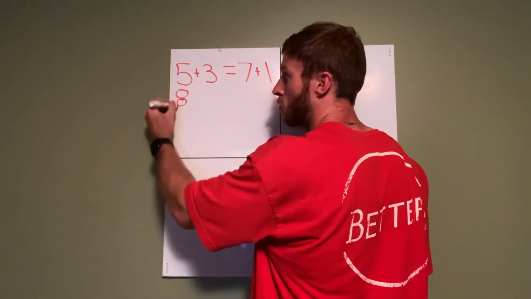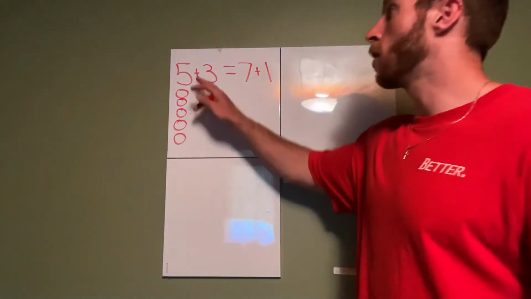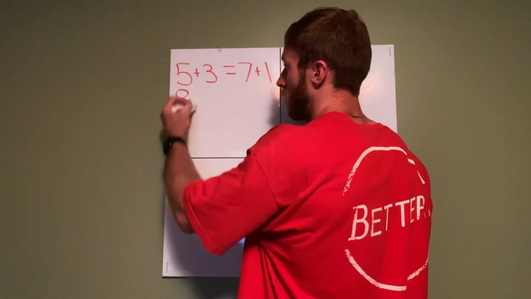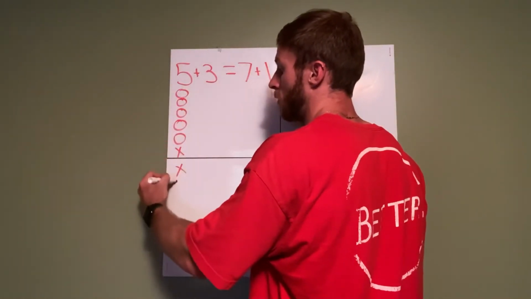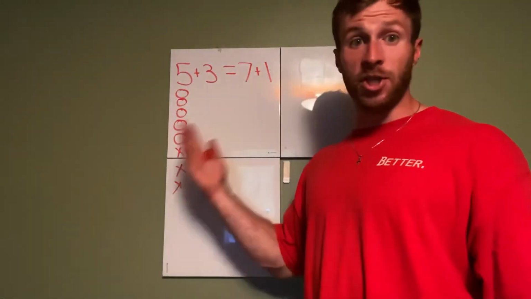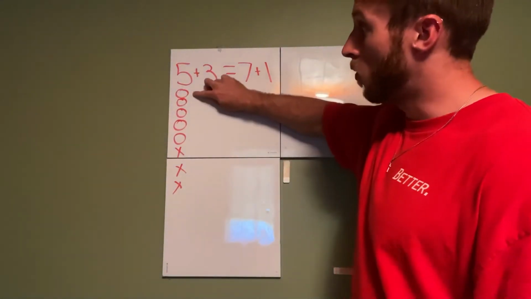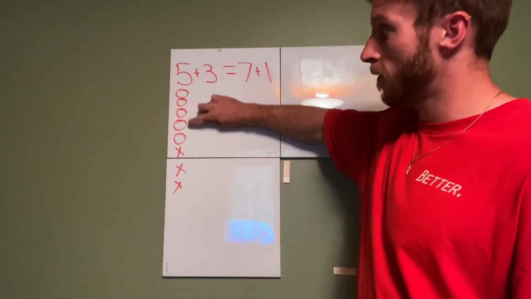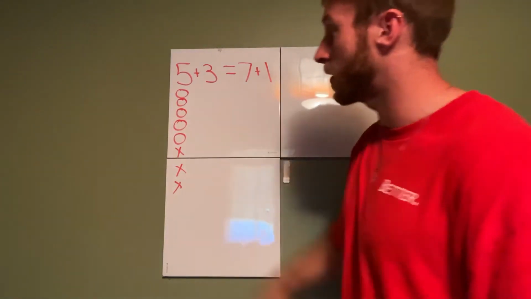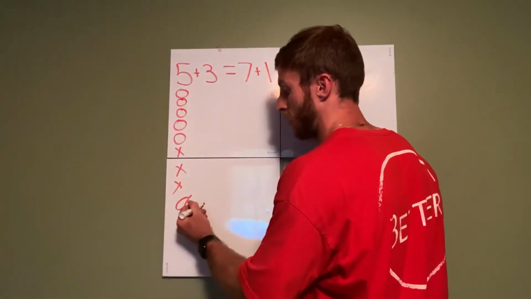1, 2, 3, 4, 5. Plus 3 x's. 1, 2, 3. All right, so 5 plus 3. Let's count how many shapes we have all together now so we know what 5 plus 3 equals. 1, 2, 3, 4, 5, 6, 7, 8. So 5 plus 3 must equal 8.